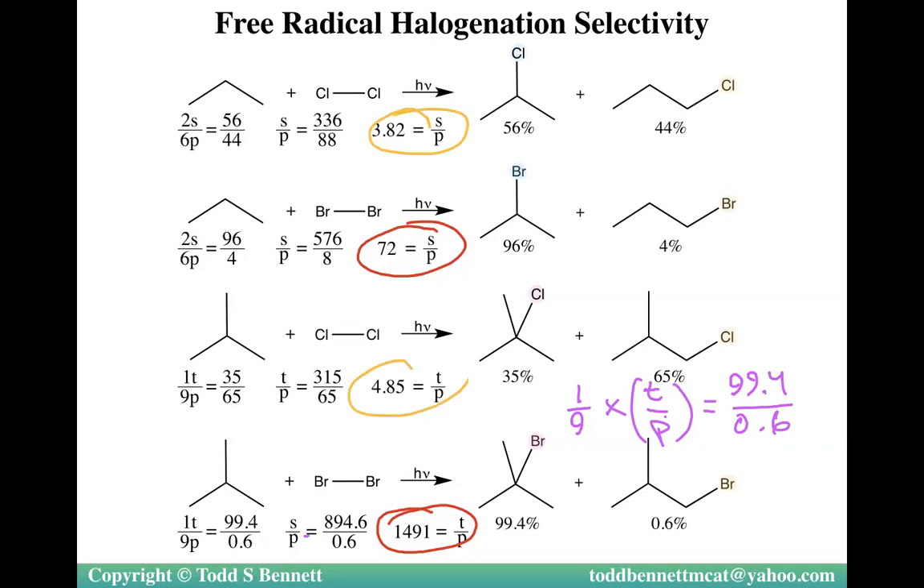Chlorination, not very selective, about 4 and 5. Again, you don't have to memorize these numbers, but you do have to recognize chlorine is not very selective. Bromine is way more selective. So if you want to get a tertiary alkyl halide, use bromine, brominate it. If you want a primary, chlorinate it. You'll get a much better yield for those. That's kind of the take-home message I want you to have.